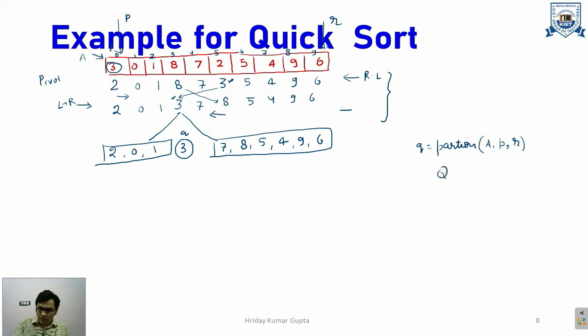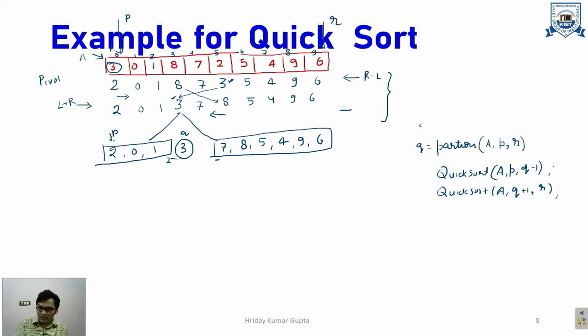Next, what should I write? Quicksort. And what should I pass? Tell me, this is the position of this 3, no? So this is array A, comma, P, and what should I write? Q minus 1. It's very easy. And what should I write on the right side? The right recursive Quicksort: array name, Q plus 1, and the end is R. Simple, no?